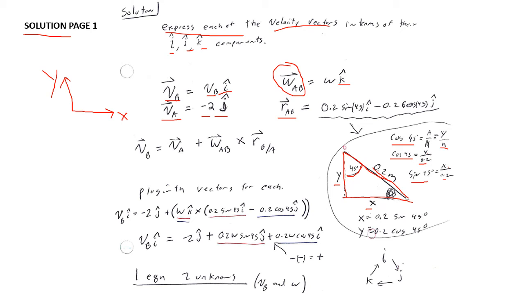Now we can rearrange these and solve for x and y. Our x is equal to 0.2 times the sine of 45, and our y is equal to negative 0.2 times the cosine of 45. So now we can go back up here to our position vector for r sub AB.